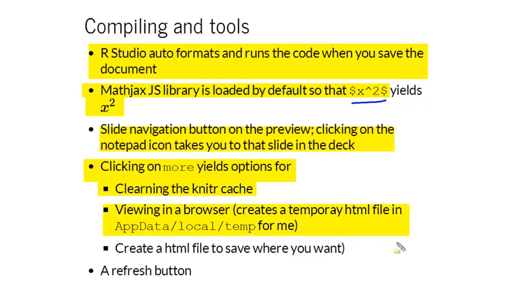And if you just type view in a browser, it does not create the file in the directory that you're working in, right? For me, and I presume for you, it creates it in the temp directory for your application files. So in mine, it's AppData Local Temp. And then you can use that also to create an HTML file.